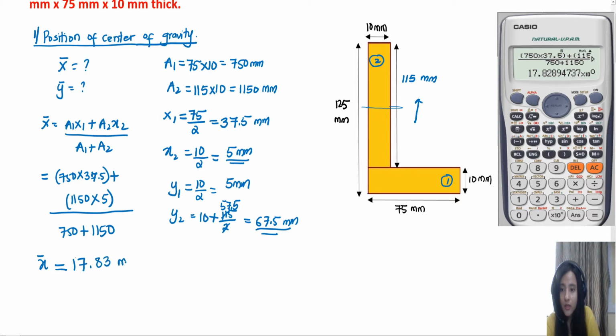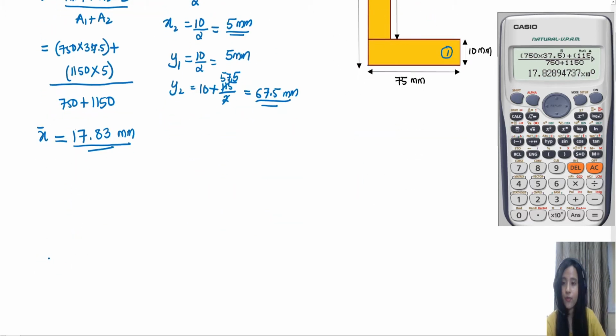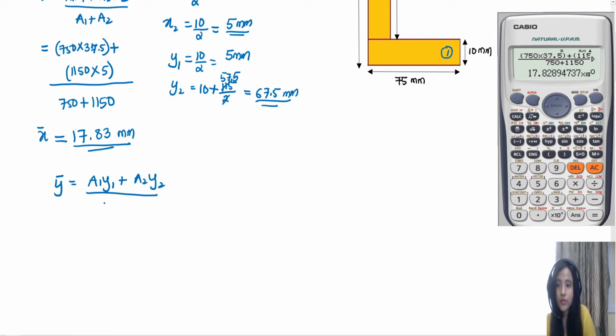17.83 mm. So this is my position of centroid for x-axis. Now let us find for y. So for y bar will be equal to A1 y1 plus A2 y2 divided by its total area A1 plus A2.